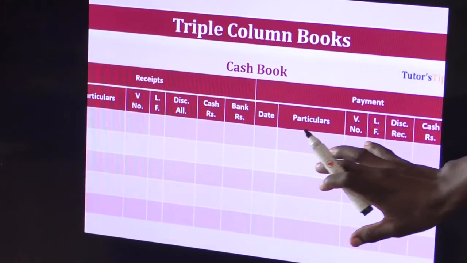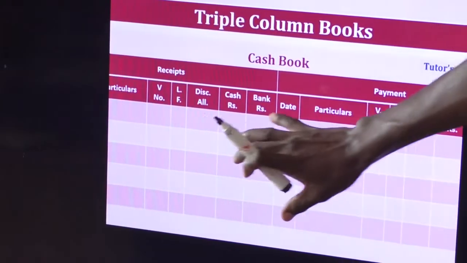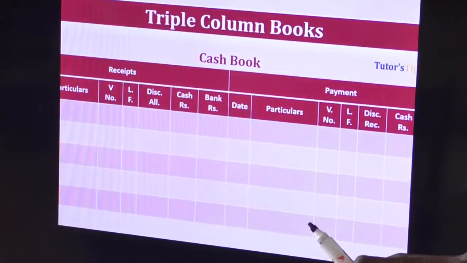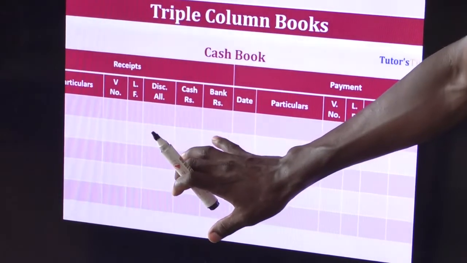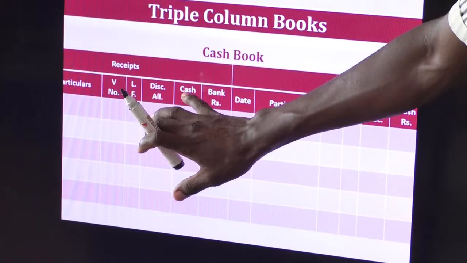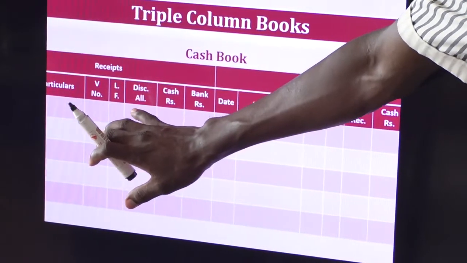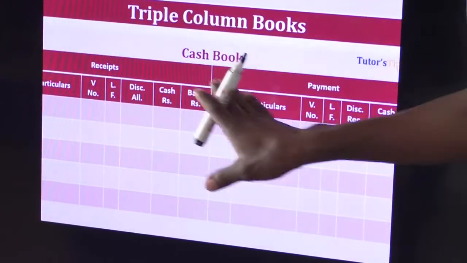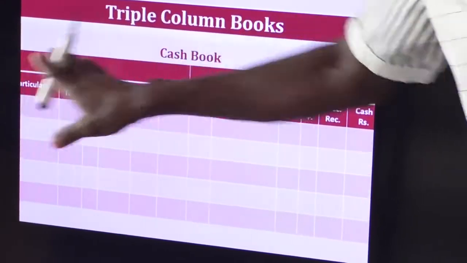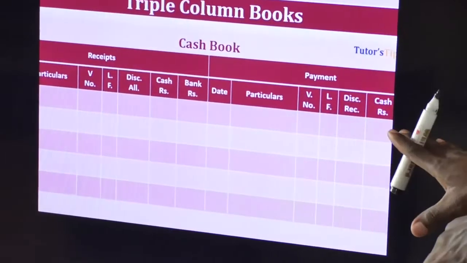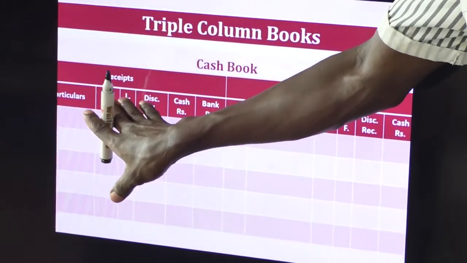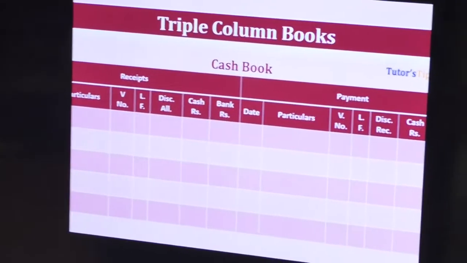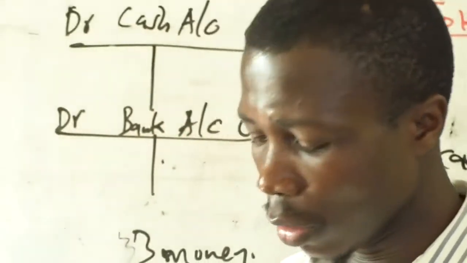We have bank. You can see cash at bank, cash that was received through check or from the bank, is recorded in this column. Then cash in hand is recorded in this column. Then discount allowed is also recorded in this column. On each side, this is DR, this is CR, the debit side and the credit side. All payments and all receipts are here. So we call it a three column cash book because it has three money columns.